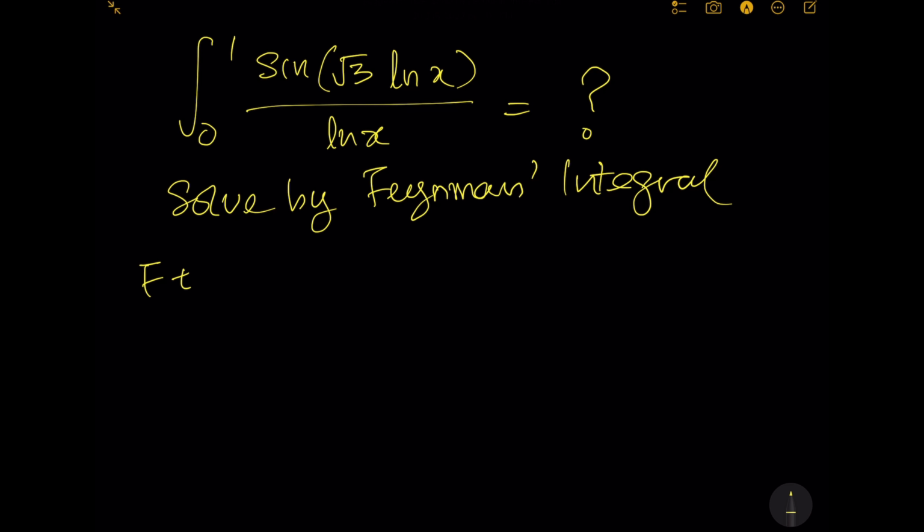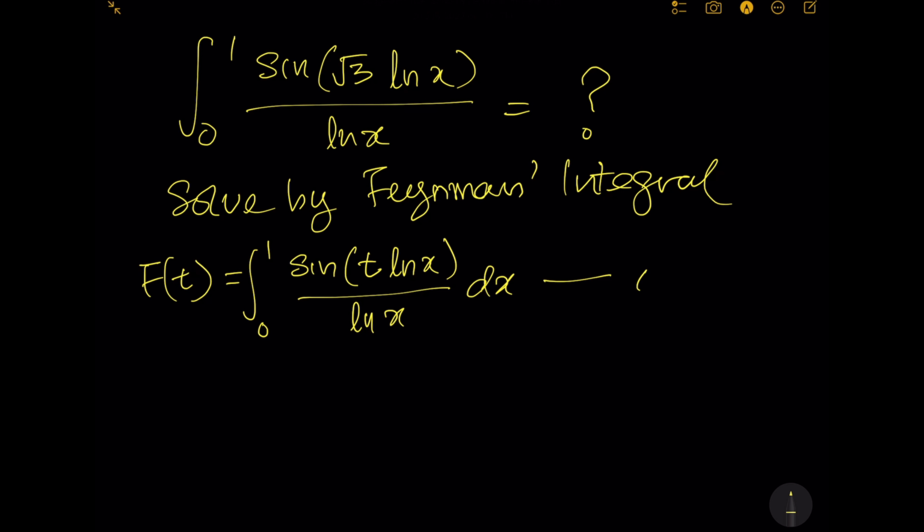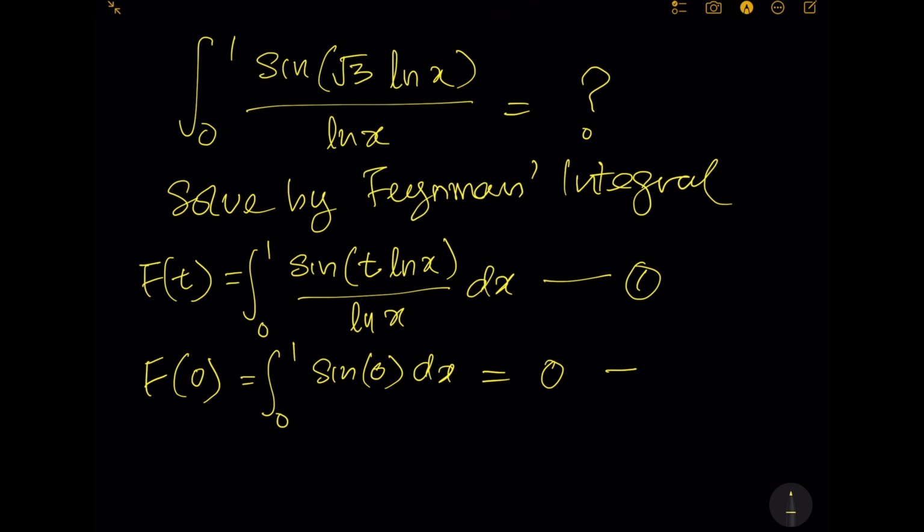Define a Feynman function f(t) which equals the integral from 0 to 1 of sin(t ln x) divided by ln x dx. Label it as equation 1. Notice that this equation is almost the same as the original question, other than changing t to the square root of 3. In the case that t equals 0, we have f(0) equals the integral from 0 to 1 of sin 0 dt, which is definitely equal to 0. Label it as equation 2.